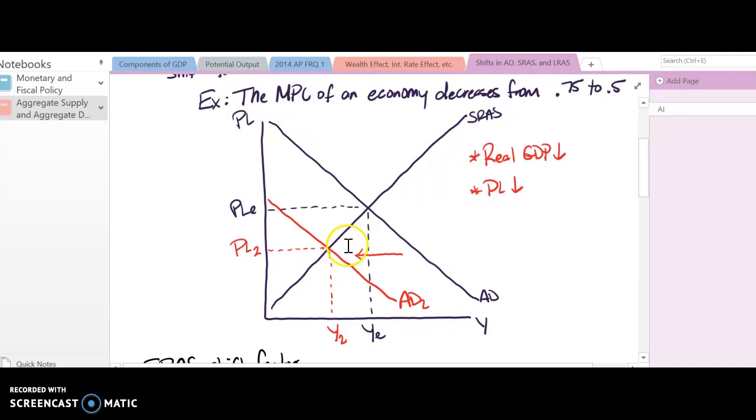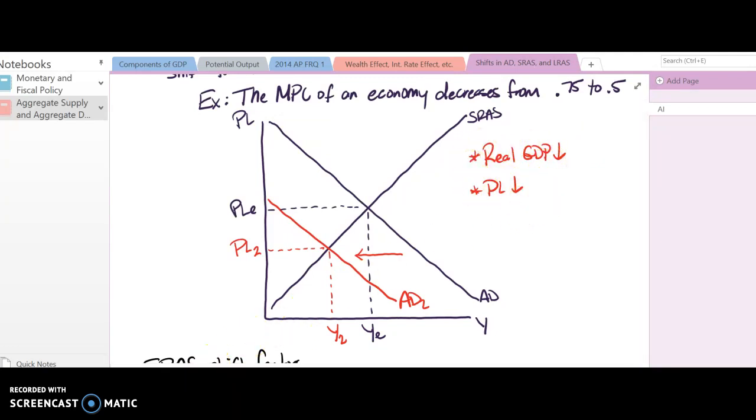Okay, what you want to be concerned with when you are shifting these curves is what's going to be the resulting effect on price level and real GDP. So in this case, we can see that due to this situation, our price level in the economy, aka inflation, decreases, and we also now have a lower real GDP in our economy. Okay, so this is the kind of resulting conclusion.